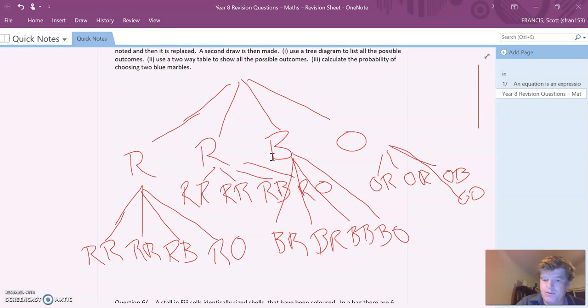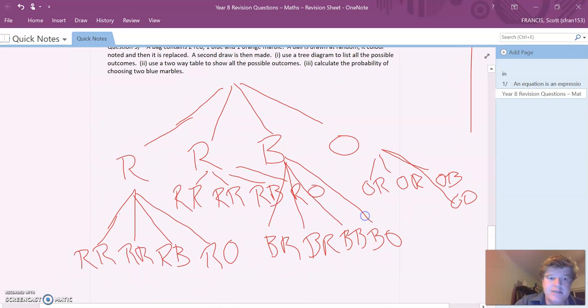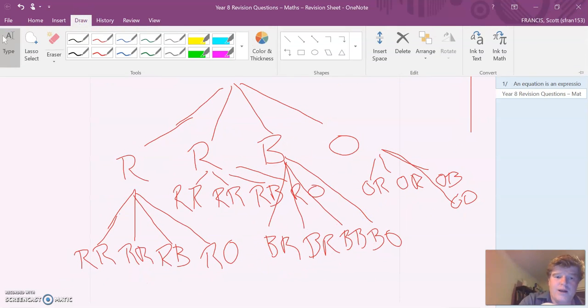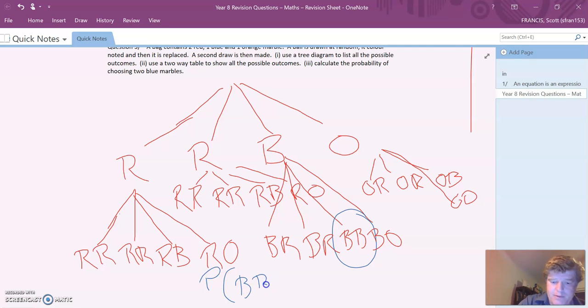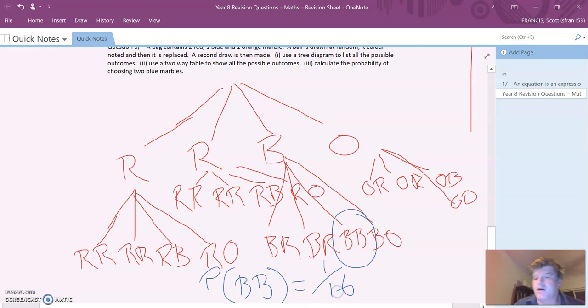So choosing blue and blue. Well, this only happens once. Down here, we've got blue and blue. So the probability of blue and blue is just the once out of the 16 times that we're drawing marbles.